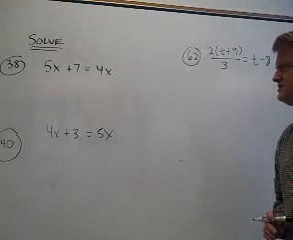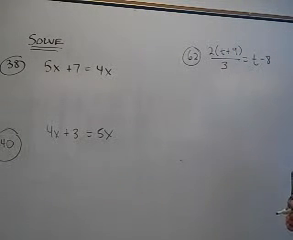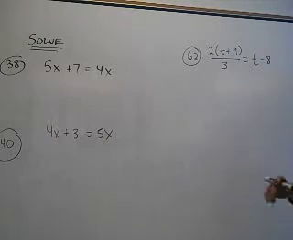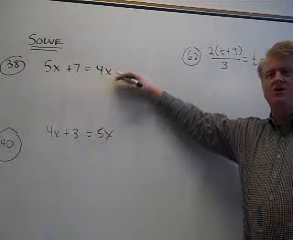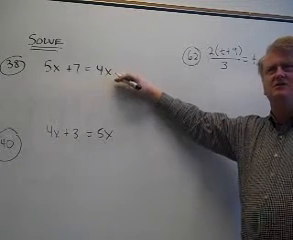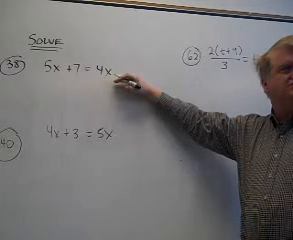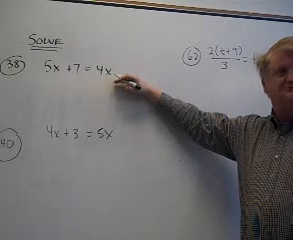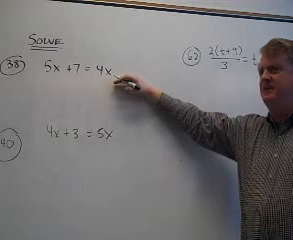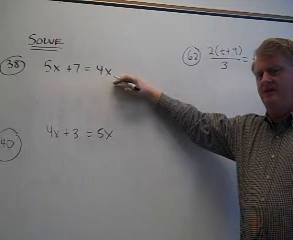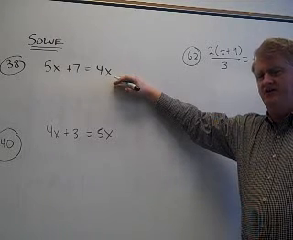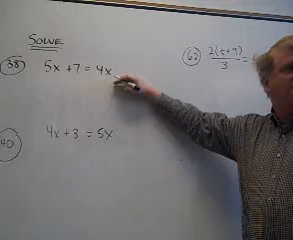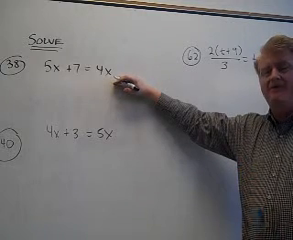First task is to solve 5x plus 7 equals 4x. So our first step in our list, clear fractions. But we don't have any fractions. The next step in our list here is to make sure that any parentheses are cleared legally. We don't have any of those.